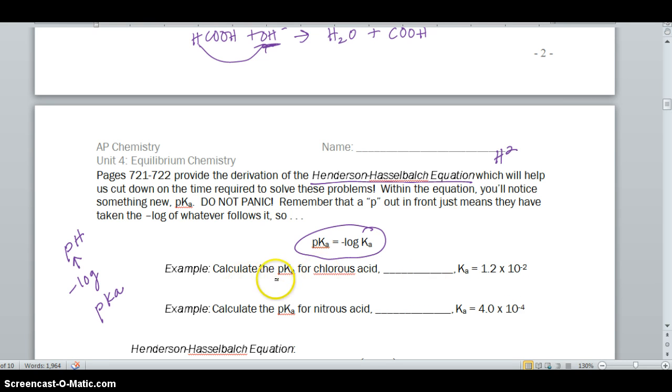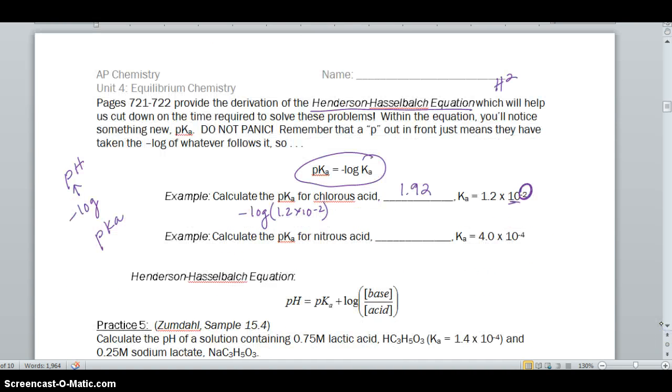So it asks you to calculate the pKa of chlorous acid. So the Ka is given, so all we have to do is negative log the Ka, and the negative log of 1.2 times 10 to the negative 2. We know we should get a number around 2, right, because a log just undoes the base 10. And we get 1.92. So it's a much nicer number to say that the pKa of chlorous acid is 1.92 rather than saying that the Ka is this. But both are useful and it doesn't really matter which you're given.